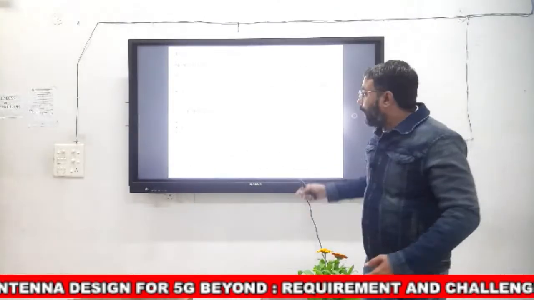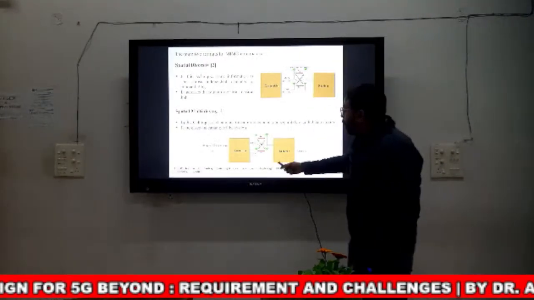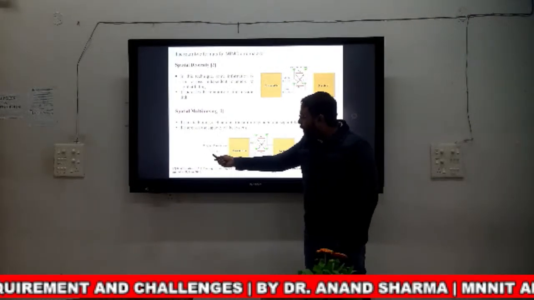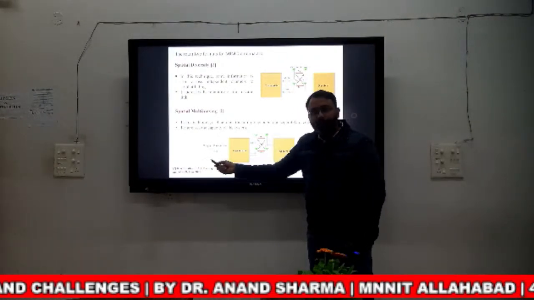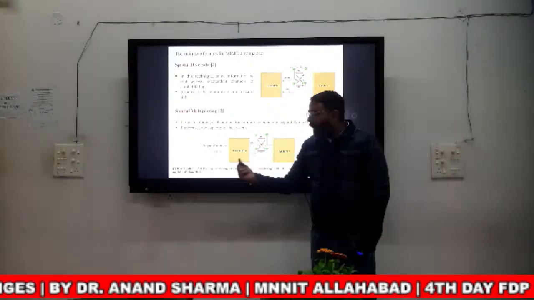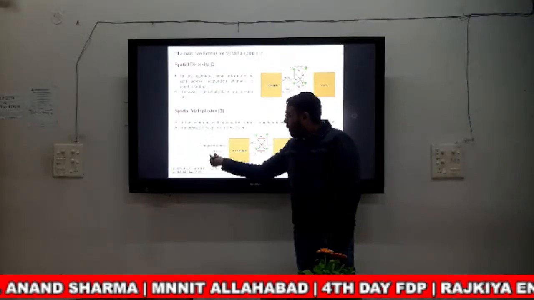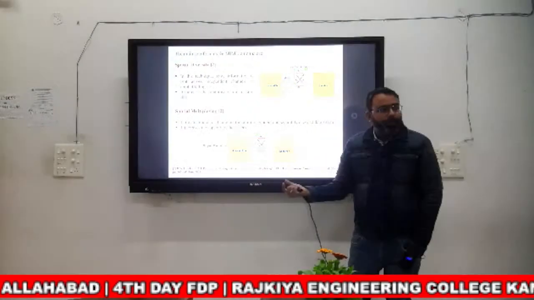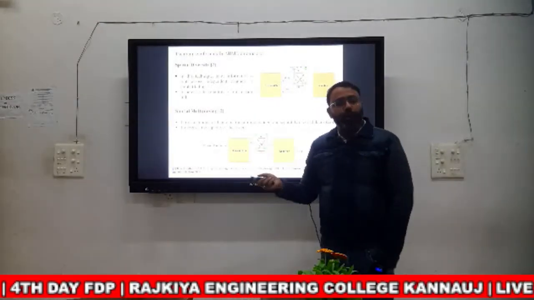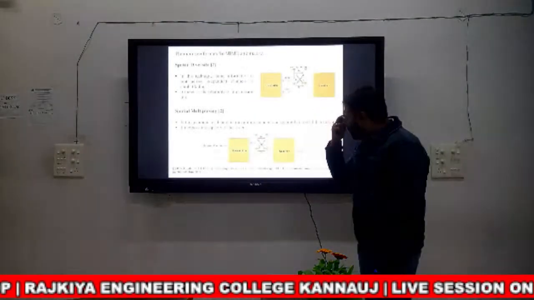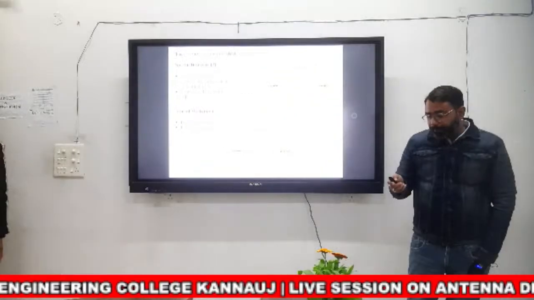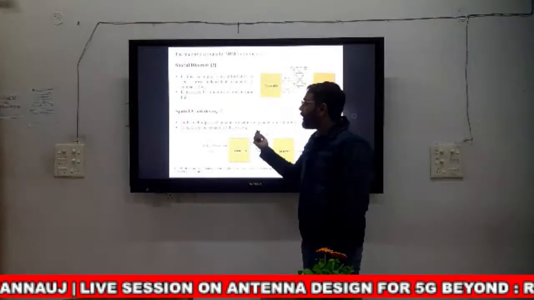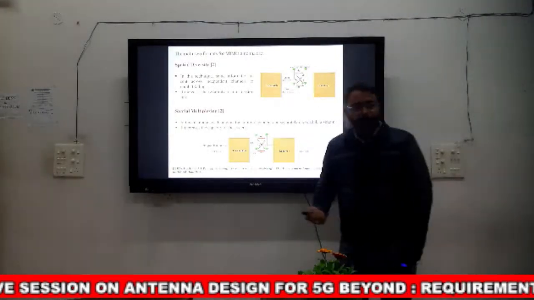Okay, another one is spatial multiplexing, where we divide the original message stream into different small sections and transmit one message stream through one antenna, another message stream through the second antenna, and so on. Okay, this will increase the capacity of the system. So we are using two different formats. One is spatial diversity, another one is spatial multiplexing.